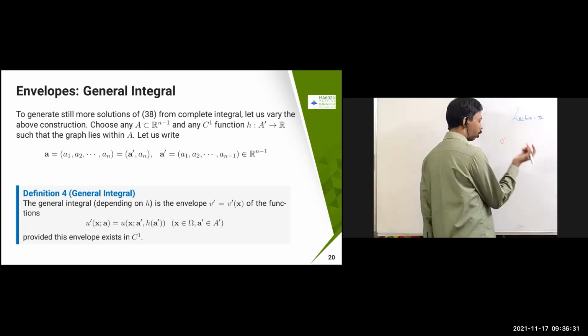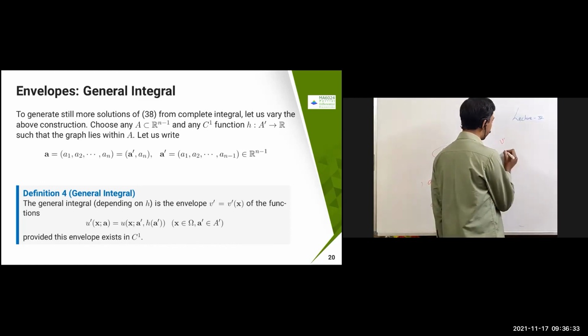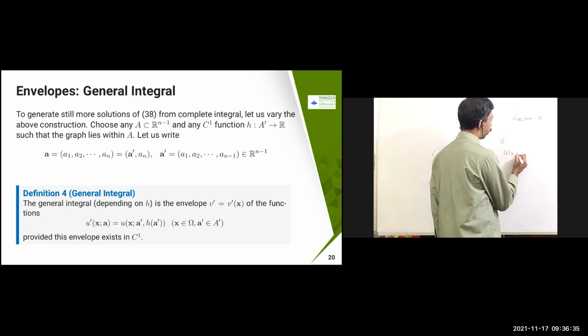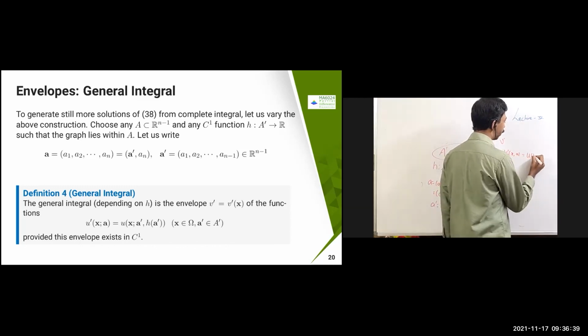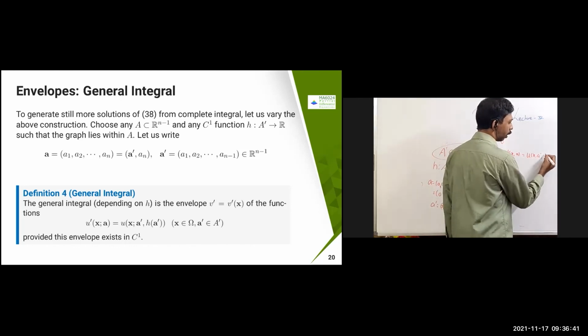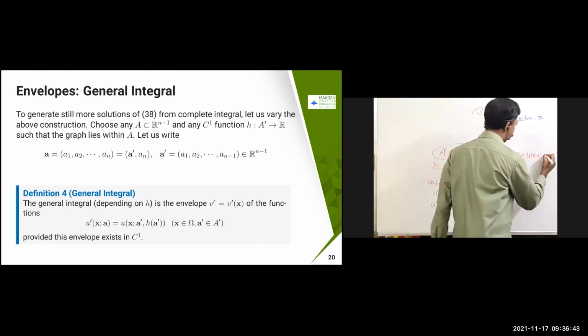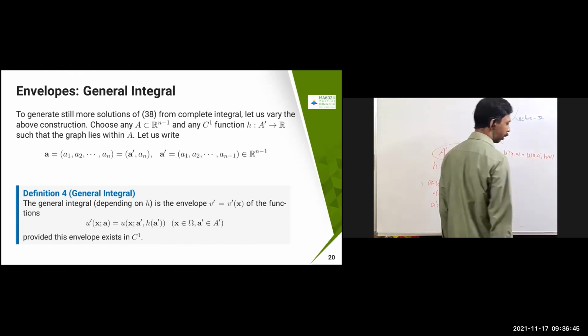So v dash equal to v dash of x. That is going to satisfy u dash of x comma a. Correspondingly, you are going to get u dash of x comma a. That is written as u of x comma a dash comma, because, okay, let me show that kach of a dash. Okay, kach of a dash is going to be there.